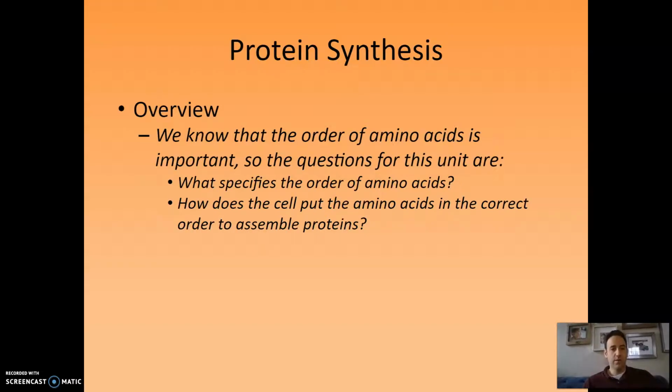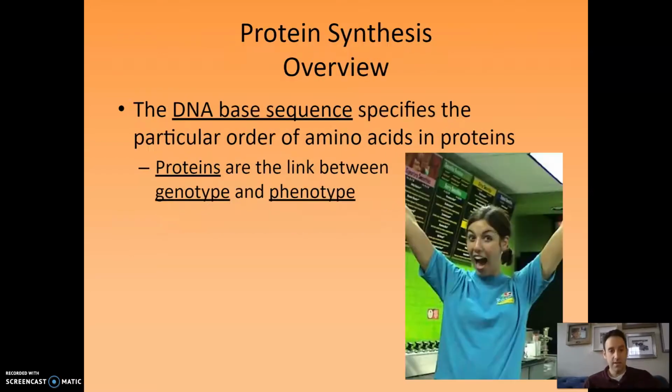So, quick overview. We know that the order of amino acids is important. That's what determines the primary structure, which ultimately determines how it folds into a specific shape and what job it does. So the questions for this unit are, what specifies the order of amino acids? And then how does the cell put the amino acids in the correct order to actually assemble the proteins? Well, the answer to that first question is DNA. The DNA is what specifies the particular order of amino acids in a protein.